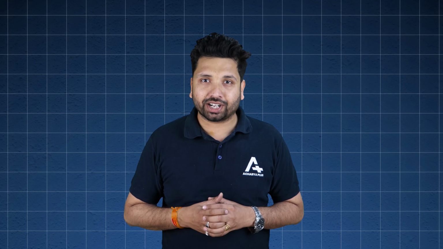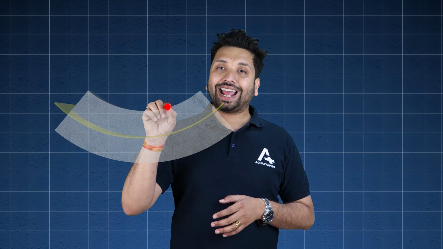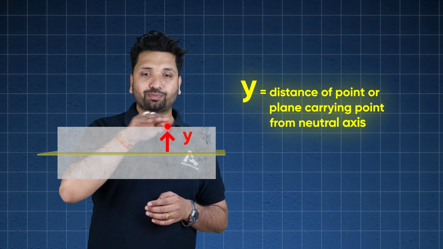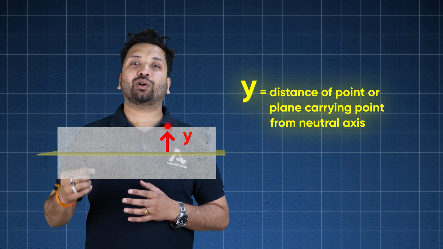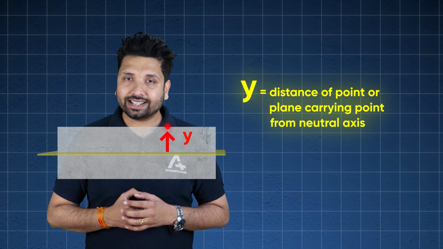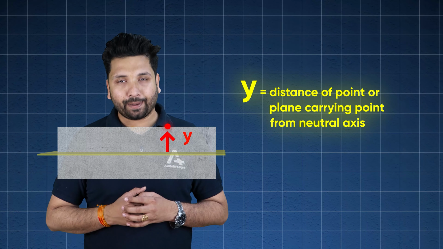And as this axis is very prominent, all the important calculations are done with respect to this. With respect to the neutral axis, the distance of any respective fiber is measured. Suppose you are going to calculate stress at this particular point in the beam. Then the distance of this point, or say the plane carrying this point, will be measured from the neutral axis and it is represented by y.